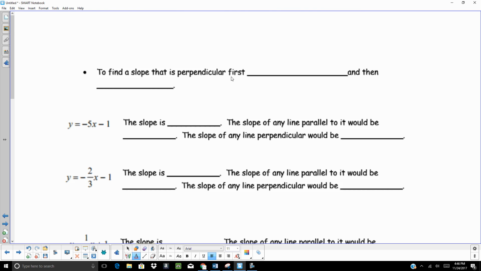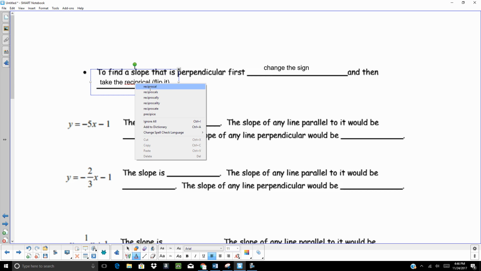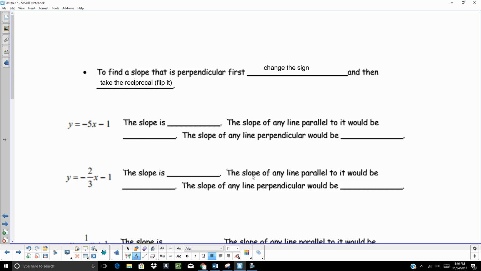To find a slope that is perpendicular, first change the sign. So if it's positive, make it negative. If it's negative, make it positive. And then take the reciprocal. What that really means, if I'm taking the reciprocal, is you want to flip it. Okay? So take the reciprocal or flip it. So let's go ahead and just do a few examples.